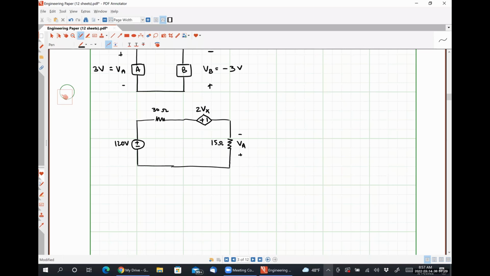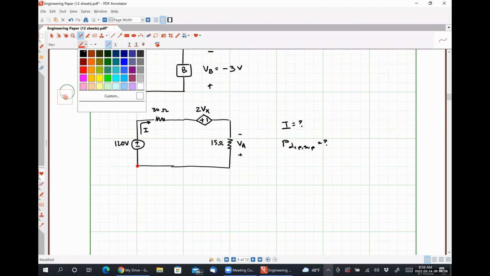So in this problem, we are going to use both Kirchhoff's voltage law and Ohm's law to determine the value of the current I that's flowing around the circuit in this direction. So our goal here is to figure out I and the power supplied by our dependent source. So I'm going to put P dependent, comma, sup, to let us know we're looking for the power supplied by our dependent source.